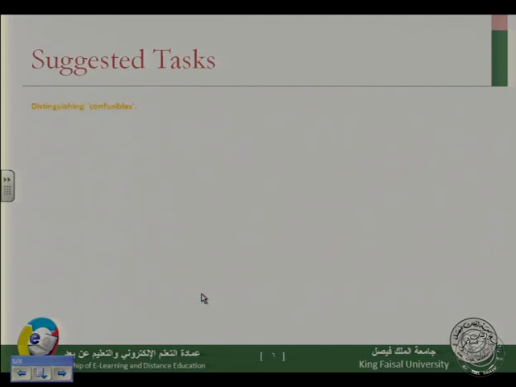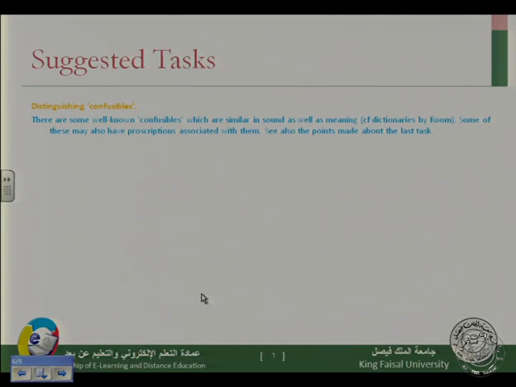Distinguishing confusables. What do you mean by confusables? There are certain words that confuse the learners. These are called confusables, which are similar in sound as well as meaning. Dictionaries may also have proscriptions associated with them. See also the points made about the last task.